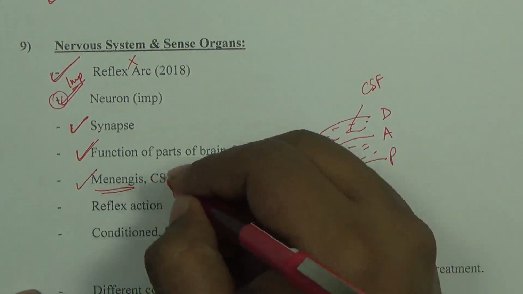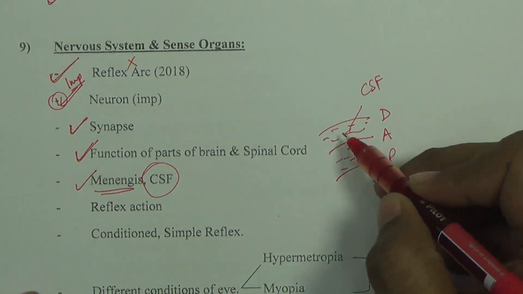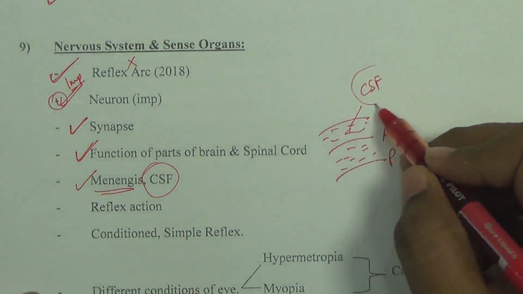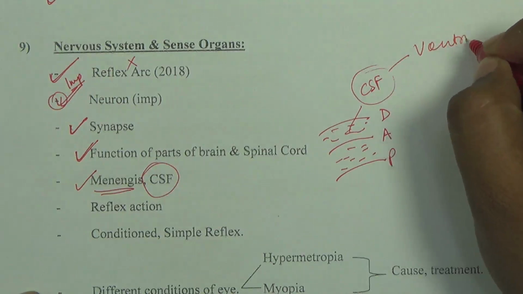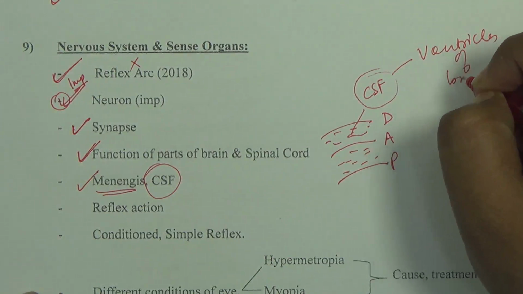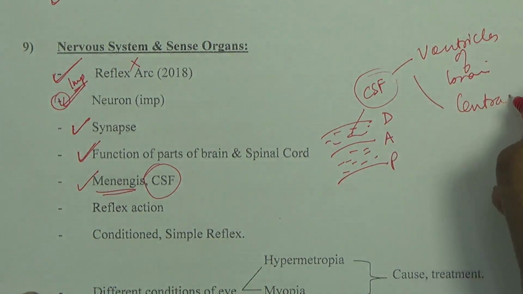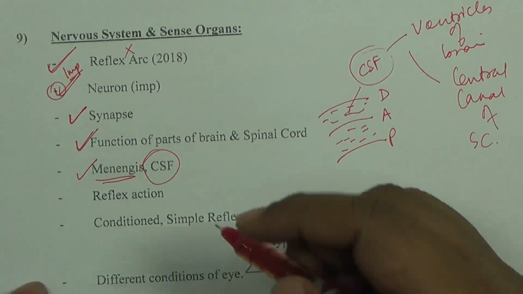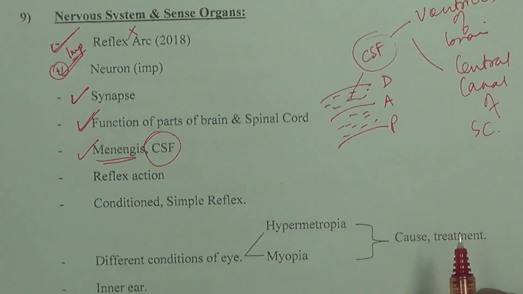So they might ask you a question like, where is the CSF located? CSF is located within the layers of the meninges. CSF is also located in the ventricles of the brain, and also in the central canal of the spinal cord. So please look into the different locations of the cerebrospinal fluid.